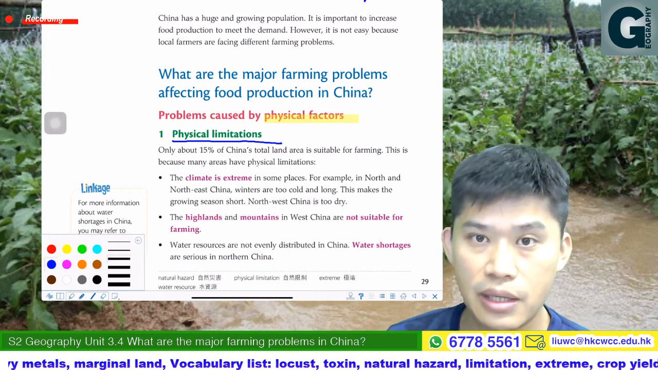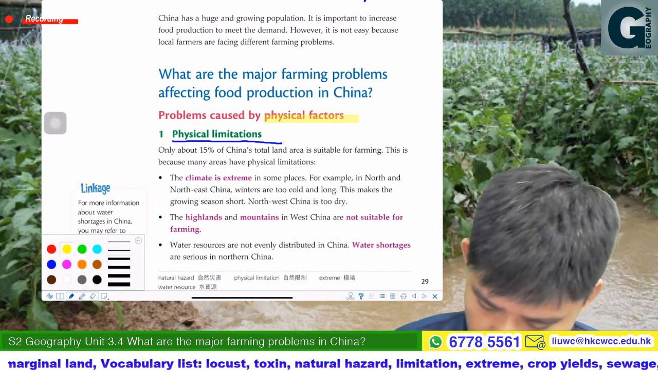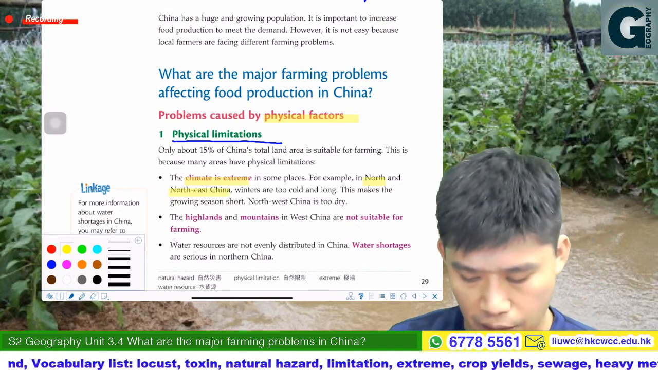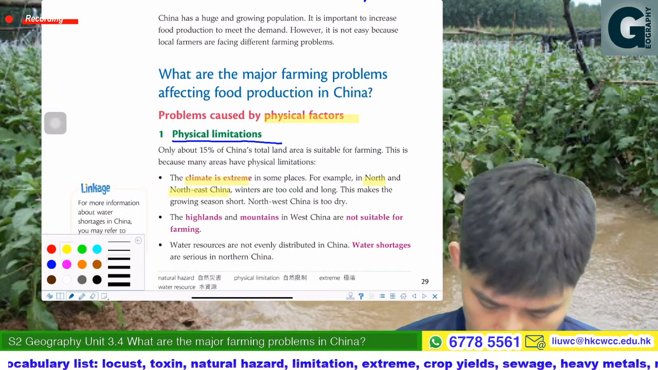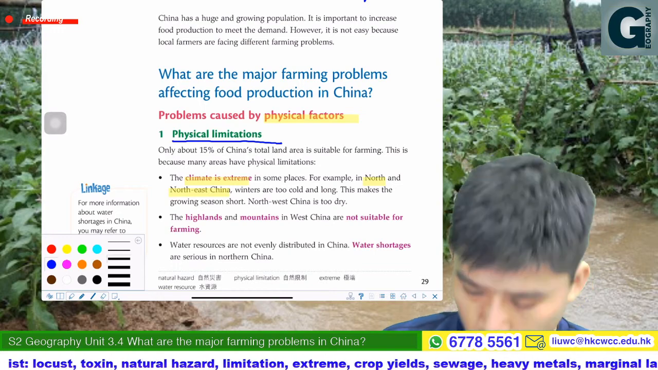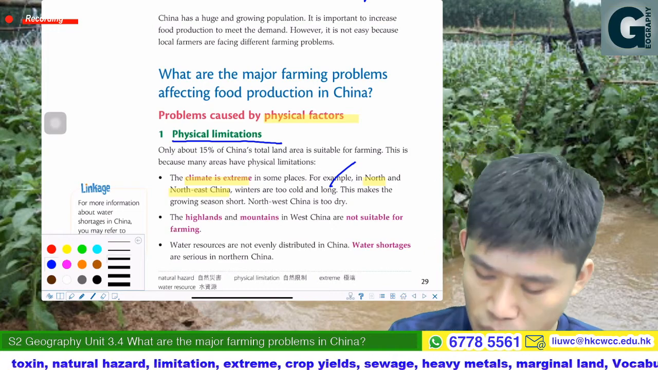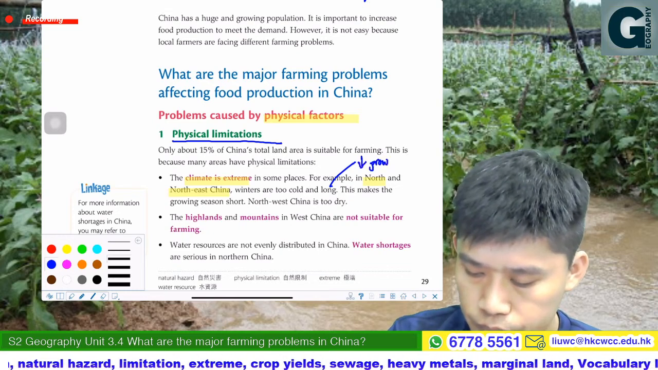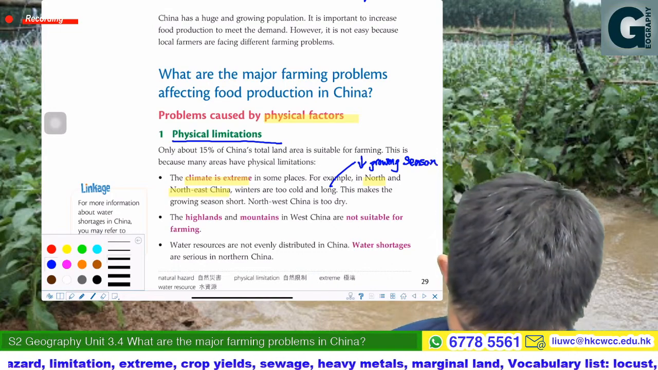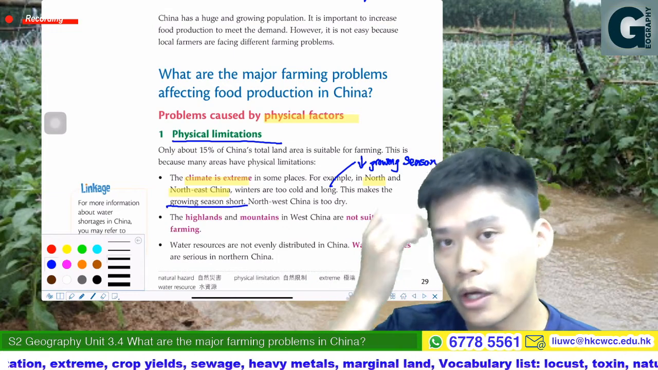This is because many areas have physical limitation. And what would be the physical limitation? The first one, we may say the climate is extreme in some places, such as in the north and the northeast China. Winters are too cold and long, so the crops cannot grow. I hope you still remember last time I mentioned, if the winter is too long, it lowers the growing season of the crops. So it will also lower the food production.